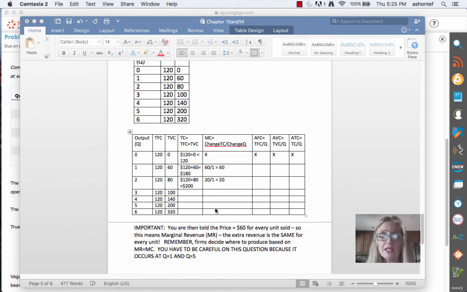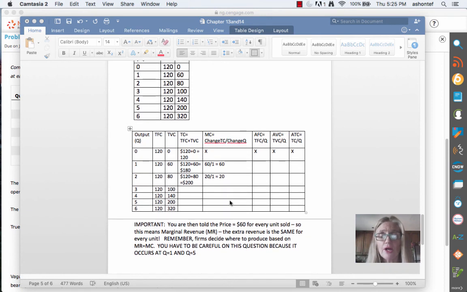So again, the hint here on this question is find where marginal cost equals marginal revenue, which is 60, and you'll find it's at 5. So I'm hoping this is going to help you with this homework. And that's it.